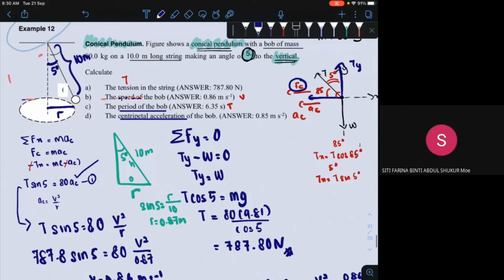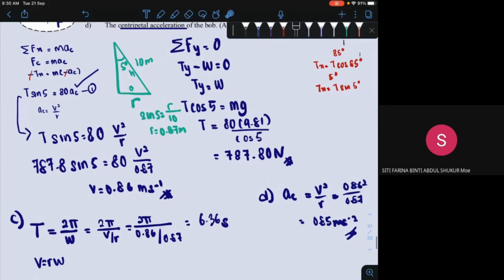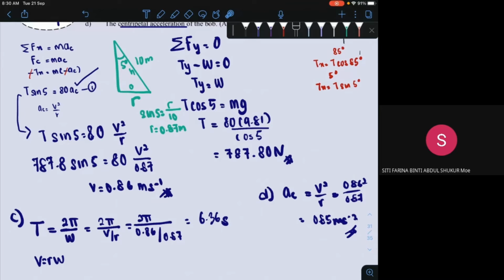Yang penting dekat sini adalah nak tahu theta dia macam mana, how to find the angle. Once you know how to find the angle, kuranglah satu masalah kamu, and then next to find the radius. And then sorted. Yang lain macam basic sahaja dekat sini dan penggunaan equation sahaja.